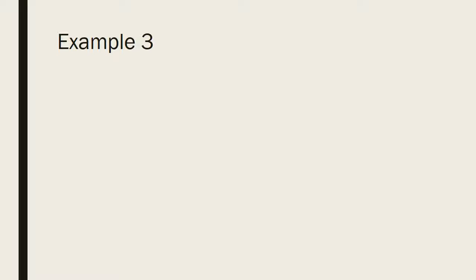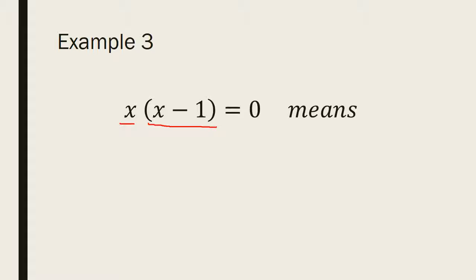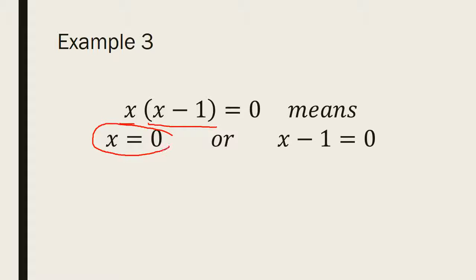Let's take a look at example number 3. We have x times x minus 1 equals 0, which means that we have two factors, x and x minus 1, and their product is equal to 0. So based on the zero product property, we can say that either x is equal to 0 or x minus 1 is equal to 0. So the first solution is right there, x equals 0. And now all we need to do is solve the second part to be able to find the value of x.